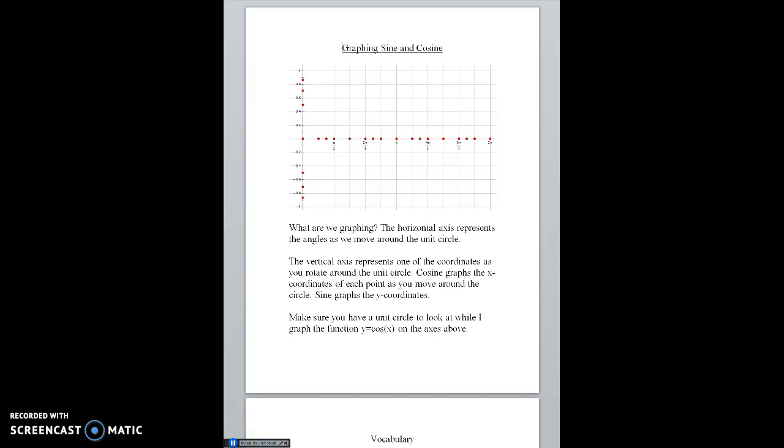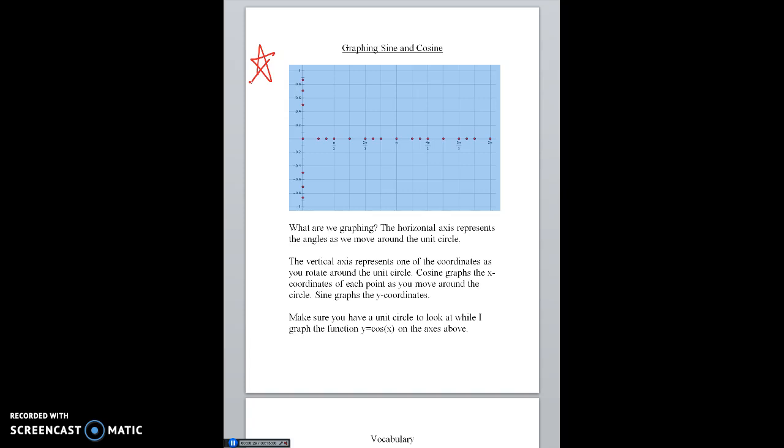Okay, so this is the essentials that you need to know for graphing sine and cosine. I just want to start off with what we are actually graphing. So at the top of the page here, you see a set of axes. It's a trig axis. So sine and cosine are graphs of the x or y coordinate as you go around the unit circle.